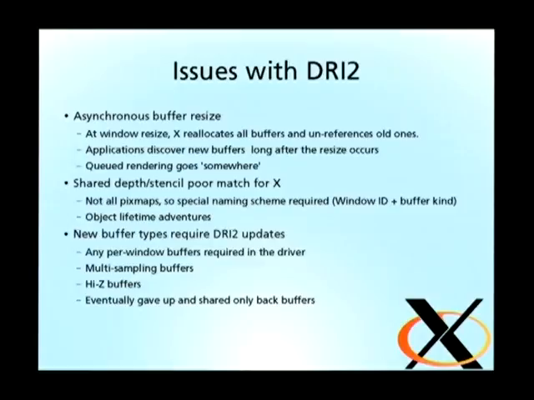So what are we trying to fix with DRI2? One of the big problems we had with DRI2 is what happens when the window is resized. Well, when the window is resized, these objects allocated by the X server also get resized. Of course, right? Your back buffer has to be resized when your window is resized. Well, how does the application find out that this has happened? Well, it's a lovely event.